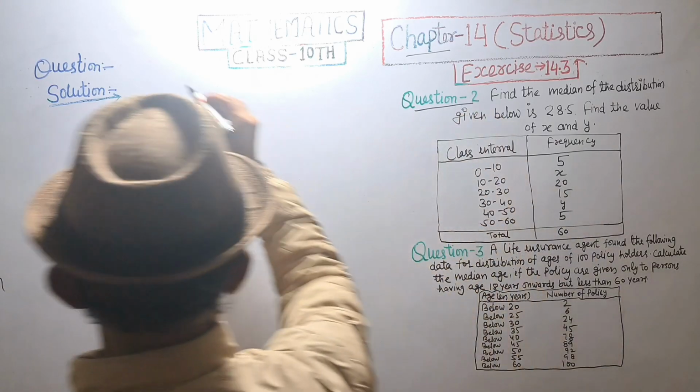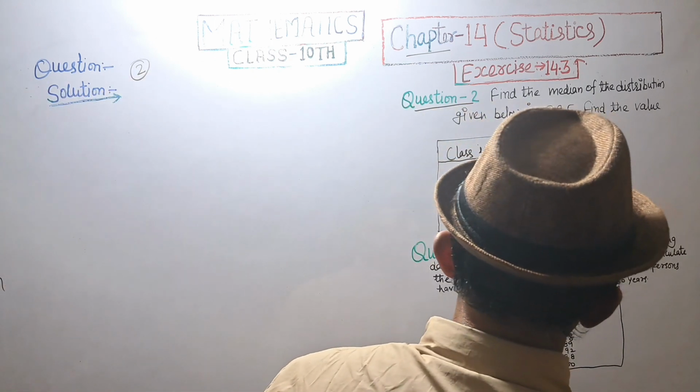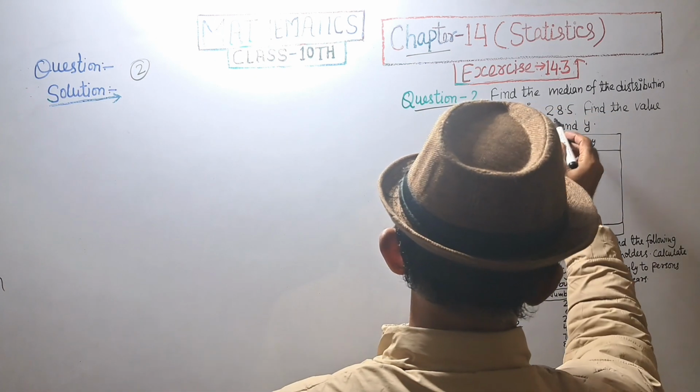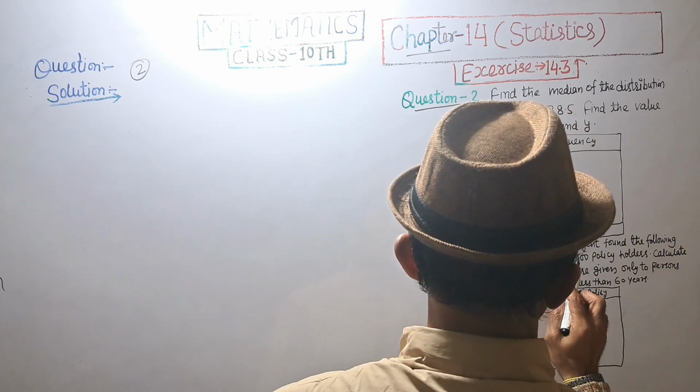Question number 2. The median of the distribution given below is 28.5. Find the value of x and y.